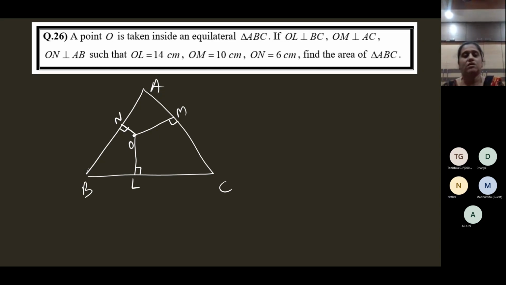Yes, ma'am. Such that OL is 14, OM is 10, and ON is 6. With this information, we need to find the area of the triangle ABC.